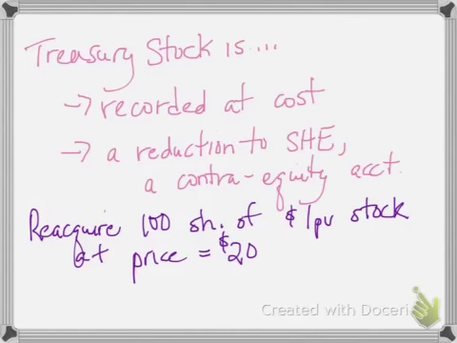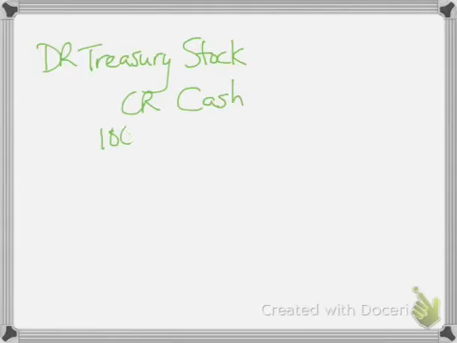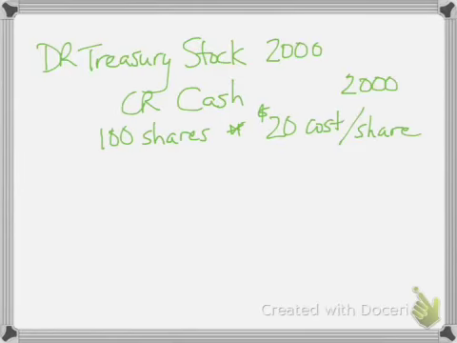What if the company buys back 100 shares of its $1 par value stock at a price of $20? How should they record this transaction? They're buying back shares of their own stock. Well, they're going to debit Treasury stock and credit cash for the 100 shares at a cost of $20 a share, which is $2,000.